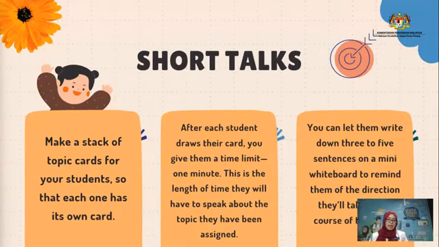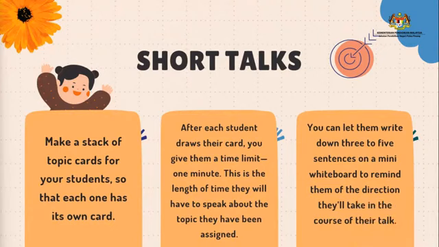Okay, so inside the card you will give the topics based on, again, Form 4 and Form 5 textbook to your students, so that each one has their own card. So when they look at the topic, you give them about maybe 1 minute to talk about the topic given to them, or you can even ask them to choose from maybe a container or a bowl, so it will be more interesting, right? Okay, when they know that they choose the topic themselves.